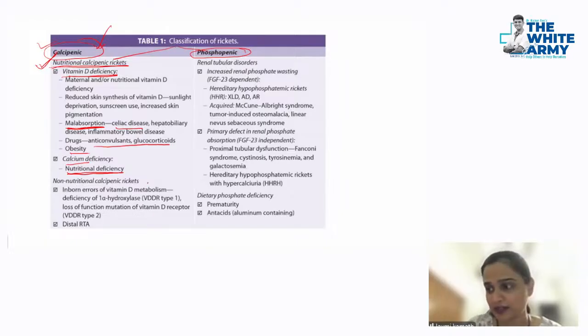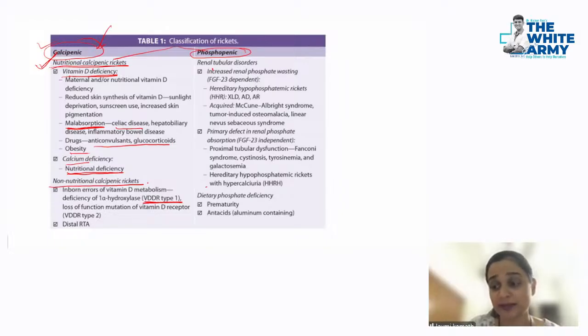Now coming to the 1st, 2nd and 3rd category. Now what is non-nutritional calcipenic rickets? That means vitamin D is there, calcium is there, but somehow it is not working. So in that we have vitamin D dependent rickets type 1. So what is the problem here?